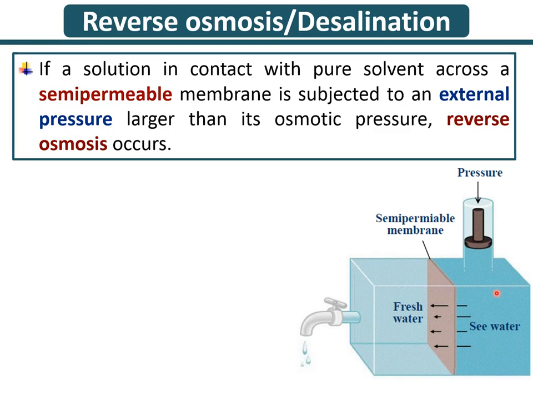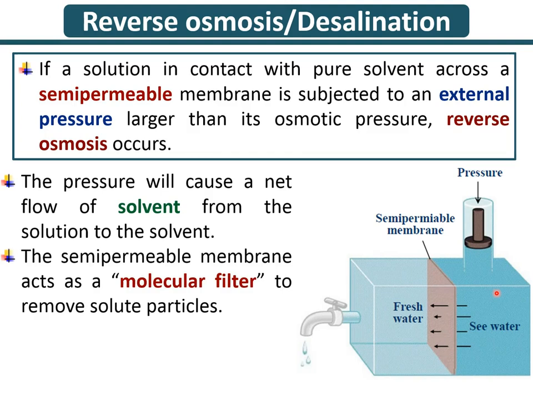And the semi-permeable membrane in that case is acting as a molecular filter to remove the solid particles. Actually, the solid particles will not move, will remain on the side of the seawater, and only the liquid or the solvent, which is water, molecules will move via the membrane to the fresh water side. So the process of removing dissolved salts from seawater, or the desalination, is basically based on the reverse osmosis.